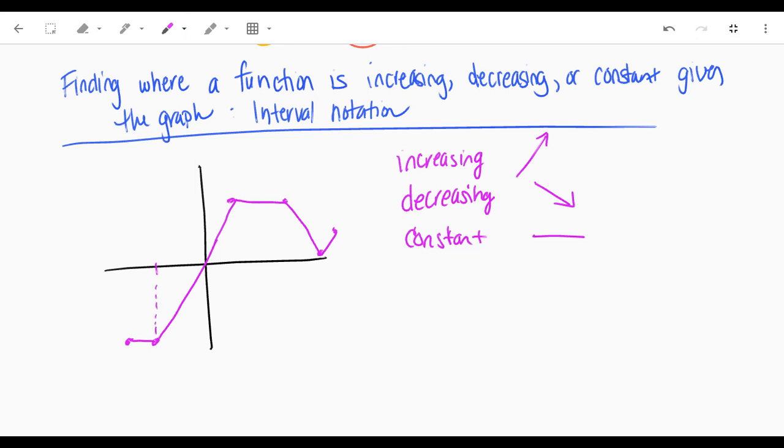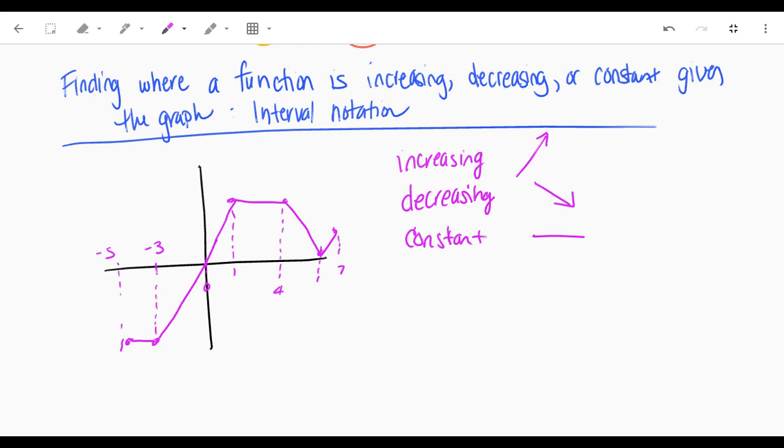This point is when x is -3, and this point is when x is 1. And then we have this point is at 4. This point is at 6. This point is at 7. I missed it. This point's at 0. This point's at negative 5. And it just asks for where it's increasing.